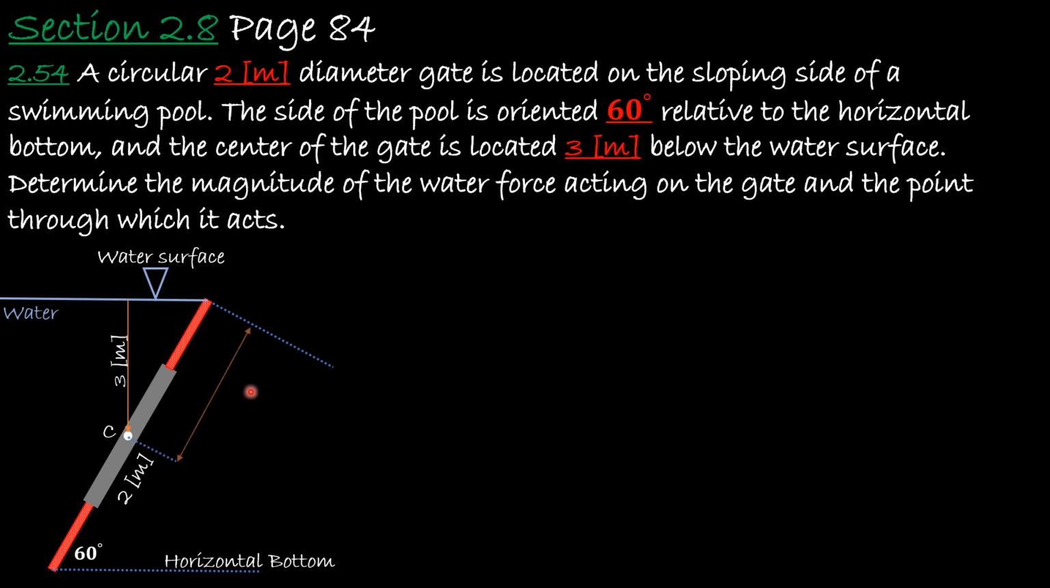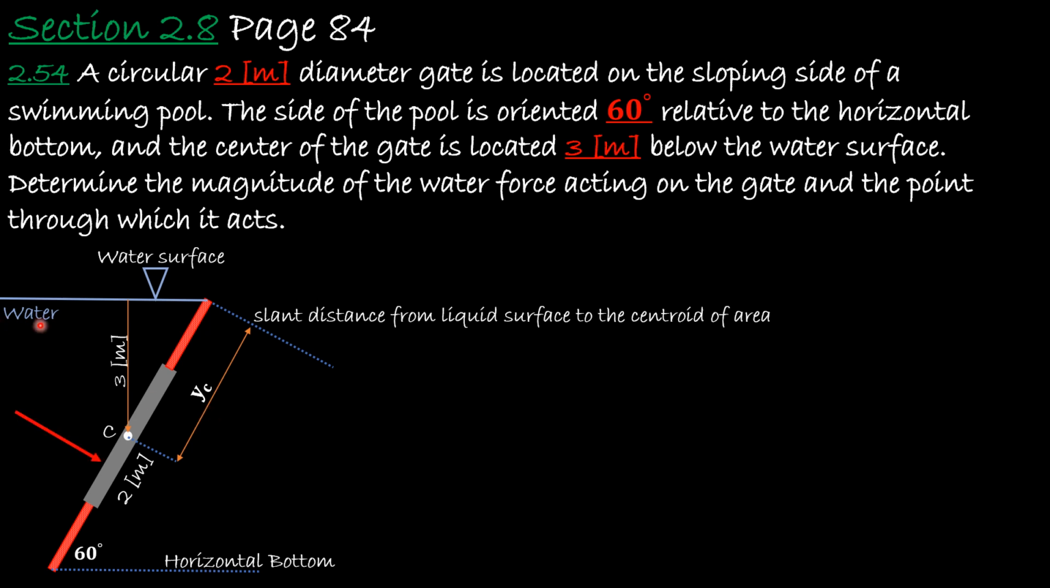And this distance right here we call y sub c. This is the definition of y sub c: it is the slant distance from the liquid surface, in this case the water surface, represented by this dashed line, to the centroid of the area, to the centroid of the circular gate. So that's the definition of y sub c.